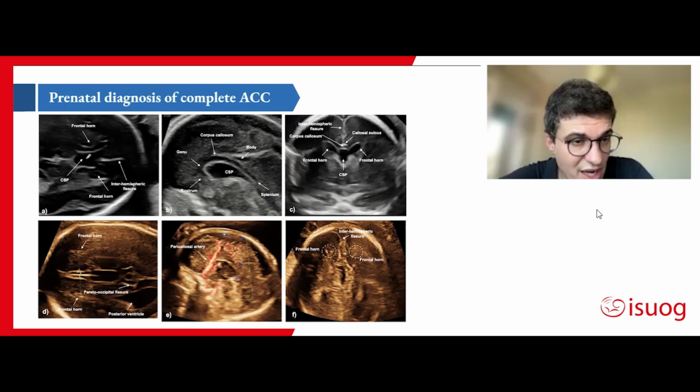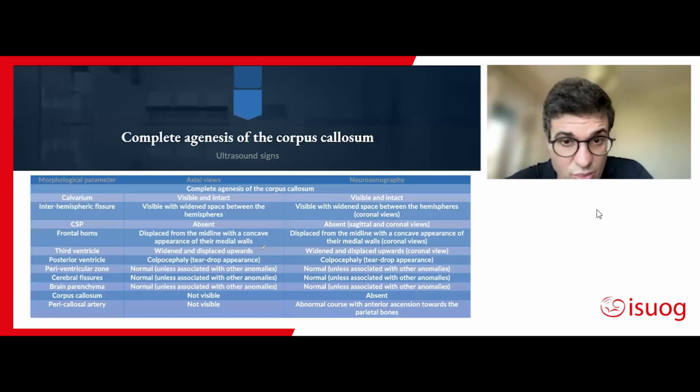So, visualization of the cavum septi and frontal lobes versus no visualization of the cavum septi and displaced frontal lobes in agenesis of the corpus callosum; direct visualization of the organ on the sagittal view versus no visualization of the organ in the sagittal view; and of course the pericallosal artery, with an abnormal course which does not follow the entire length of the corpus callosum itself. And these are, of course, the summary of the ultrasound signs.